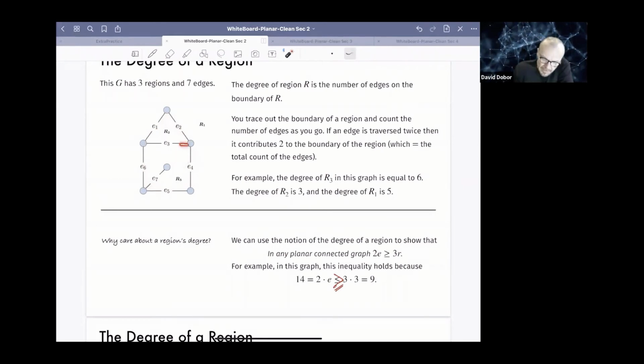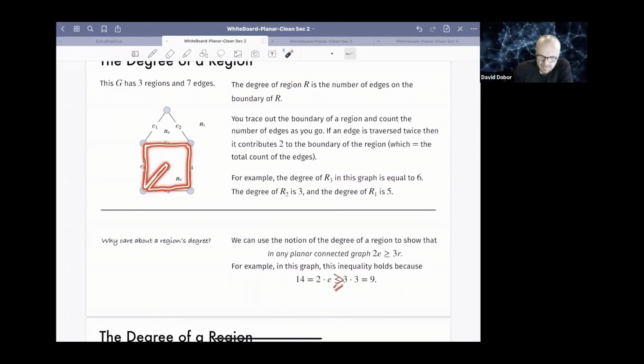What's the degree of region R3? Well, to enclose R3 completely, you will have to traverse this edge, right? Why do I have to traverse this edge? Because it's along this region. It borders the region. So I have to traverse every edge that borders that region. You can't just leave out the edges. So when you traverse this edge, you will have to traverse it twice in order to completely enclose region R3.